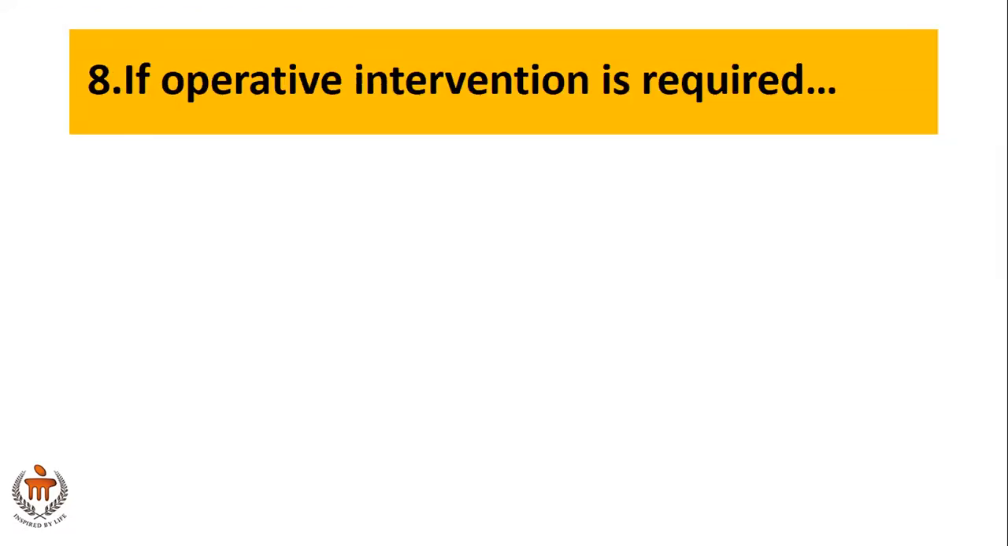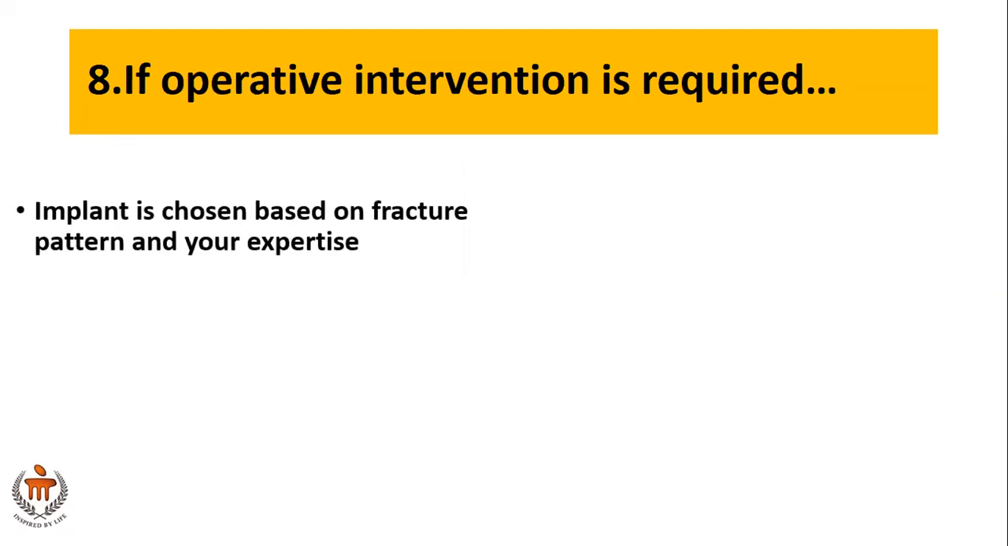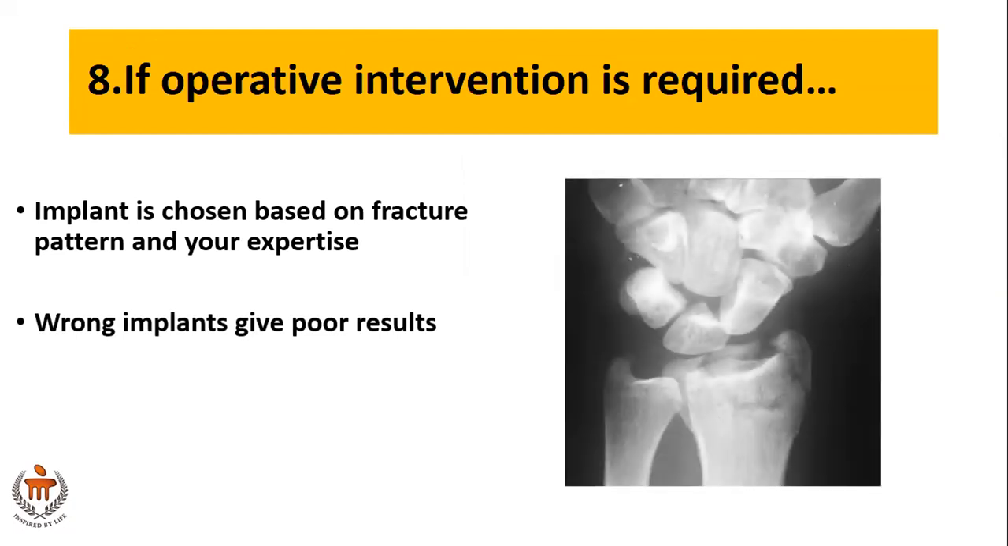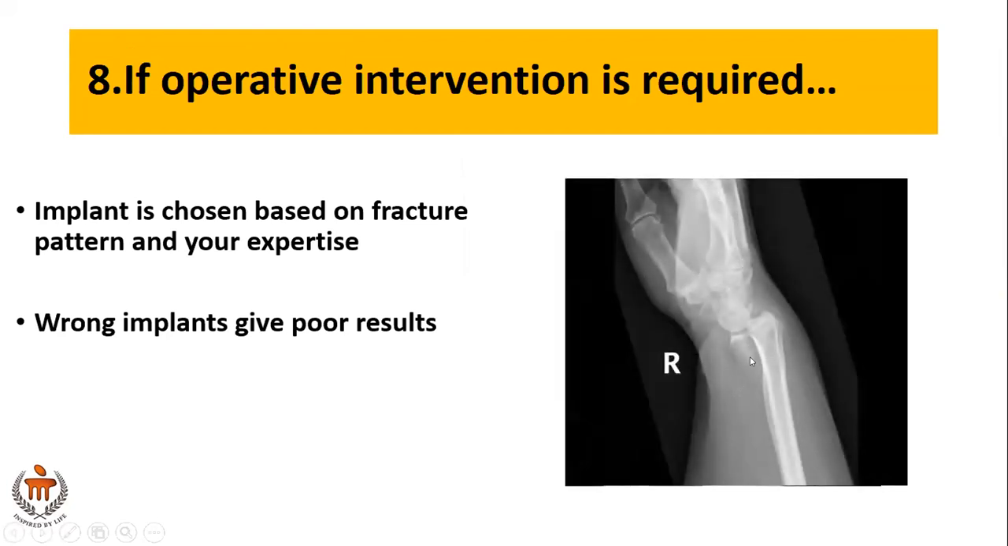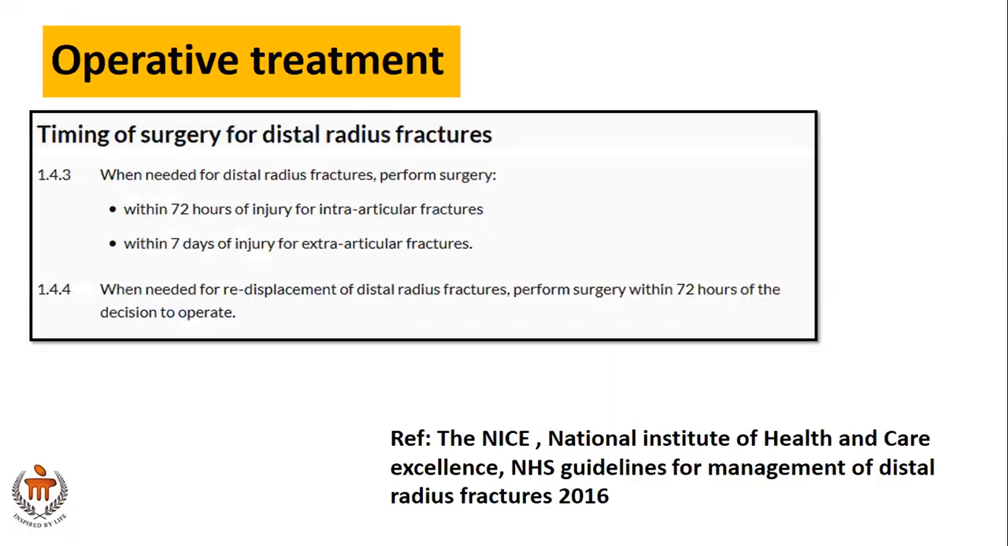But if you decide on an operative intervention, you need to choose implants based on the fracture pattern and your expertise, because wrong implants give poor results, and you should not be blaming that on the implants themselves. Depressed fractures like this or shear fractures like this would require specific implants and a specific way of managing these fractures. Now, if you decide on operative treatment, again, the NICE guidelines, which the BSSH later adopted, also tell that if at all you decide on surgery for intra-articular fractures, it should be within 72 hours of injury.